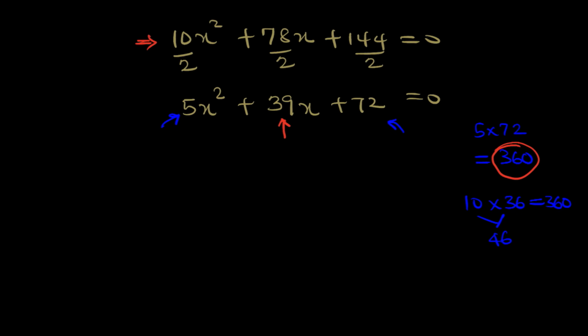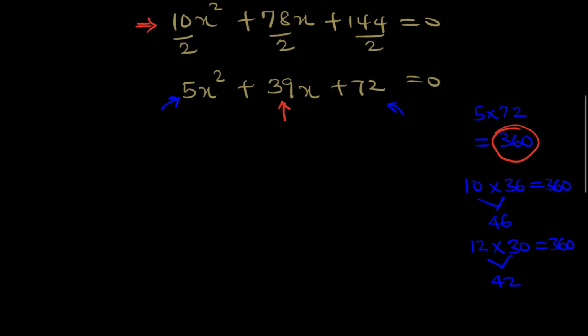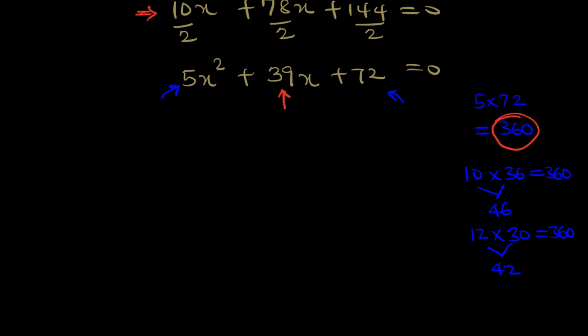Then I can proceed to 12. 12 times what will give me 360? 12 times 30. This will give me 360, and the sum would give me 42. We are nearly there. I can try one more. After 12, 15 can also go. 15 times 24 will give me 360, and the sum of these two will give me 39. This is how it is done.